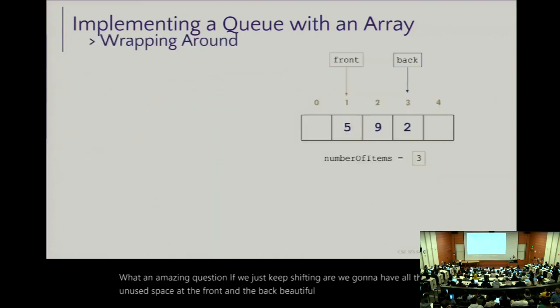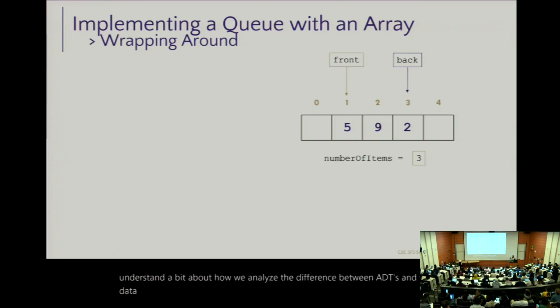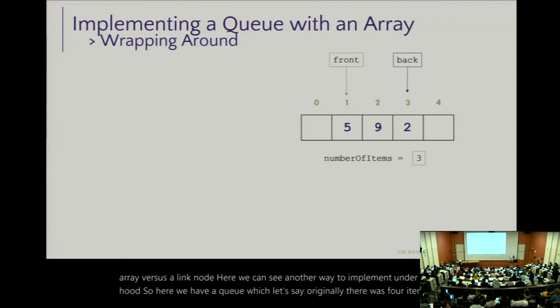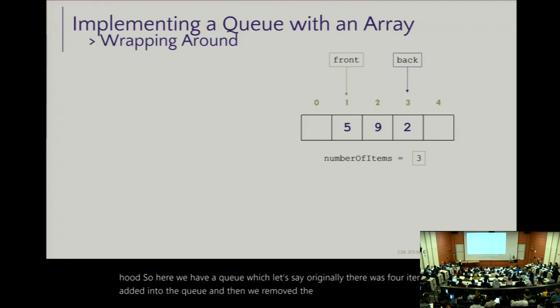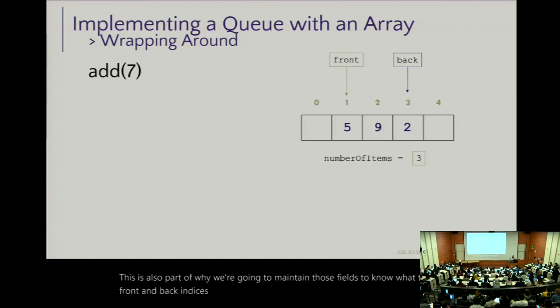Let's talk about it. Not only are we starting in this class to understand how we analyze the difference between ADTs and data structures, but also the different patterns we're seeing in using an array versus a linked node. Here we can see another way to implement under the hood. So here we have a queue in which, let's say, originally there were 4 items added into the queue, and then we removed the first item from the queue. So now we've got that empty space at the front and the empty space at the back. This is also part of why we're going to maintain those fields to know what the front and back indices are. Because let's say we add 7.